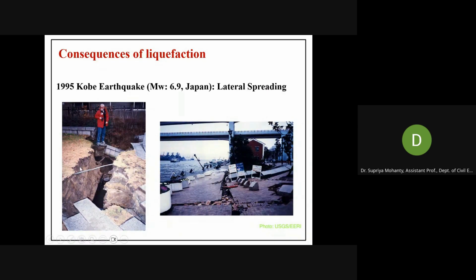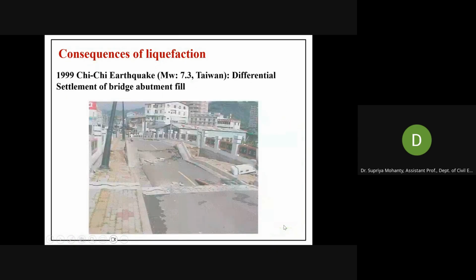And this is the image of lateral spreading in the 1995 Kobe earthquake in Japan. Here you can see the gap, how much the ground has been spread laterally. You can imagine, this is due to soil liquefaction only, not due to any additional cause. And the right side is also a lateral spreading image. Here you can see the gap in the ground.